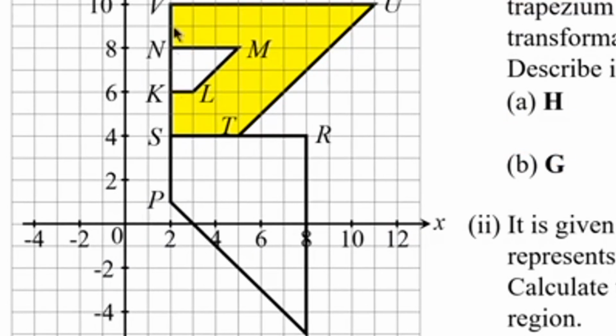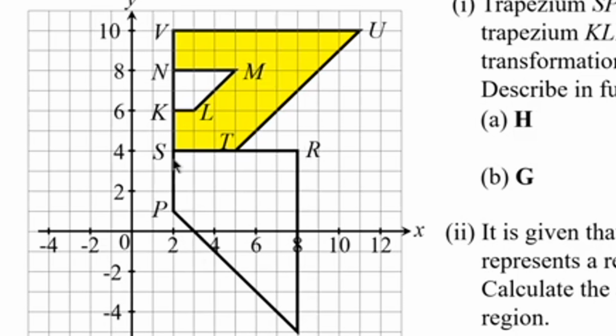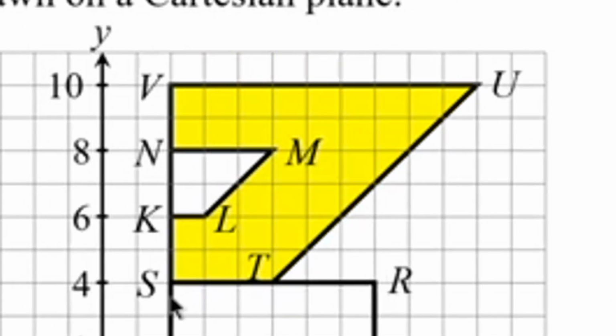So that means KLMN is the object, and then STUV is the first image. Again, I say KLMN is the object, and then STUV is the first image under transformation H. So that means we will focus on the enlargement first. So for enlargement, we need to find the scale factor. Scale factor is the length of image over length of object. Okay, let's focus on VU.